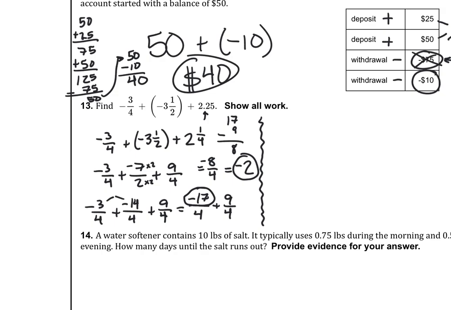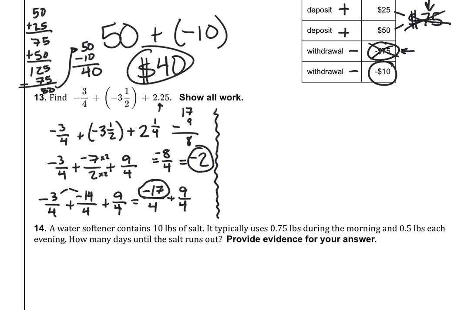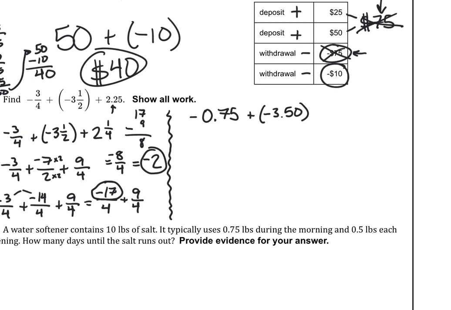All right. What happens if we want to do it the other way? What happens if we convert all of these to decimals? Okay. Well, 3/4, right? How much money is that? That's 75 cents. And I'm going to put a negative on there. Then we've got negative 3.5. If I have half of a dollar, that means I've got 50 cents. So we're going to add negative 3.50 and then finally add 2.25.